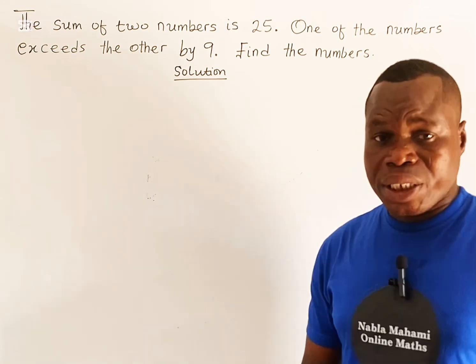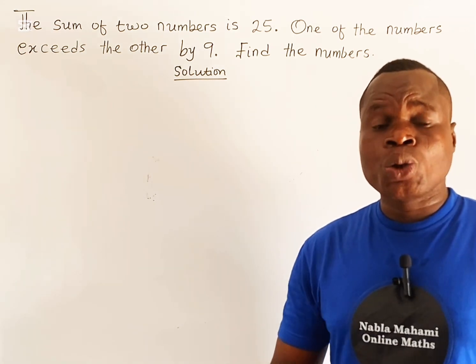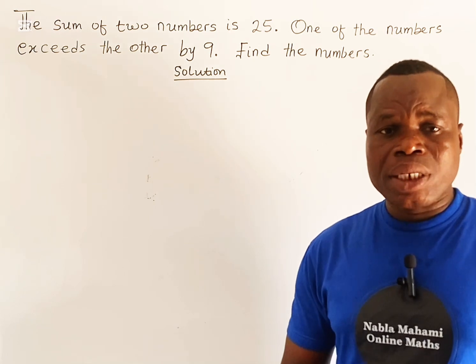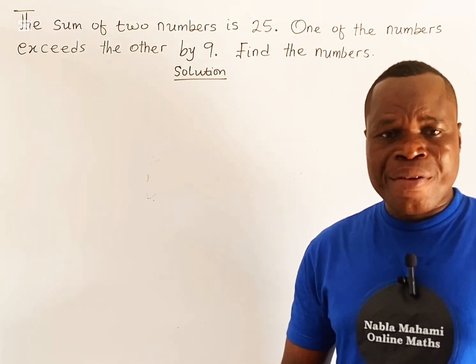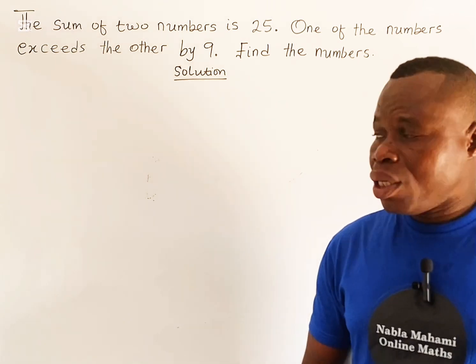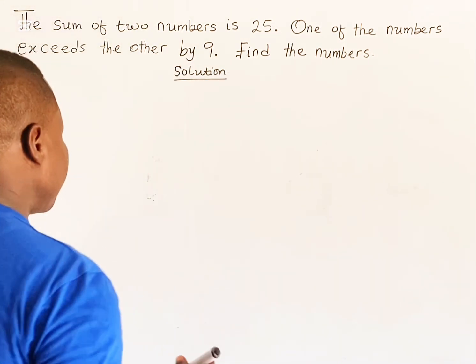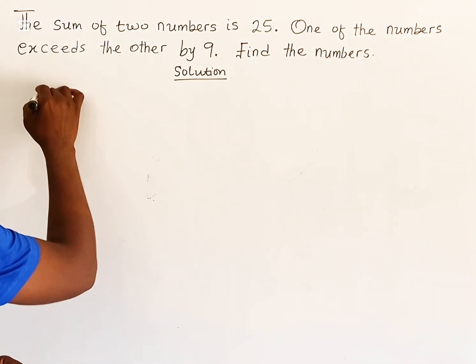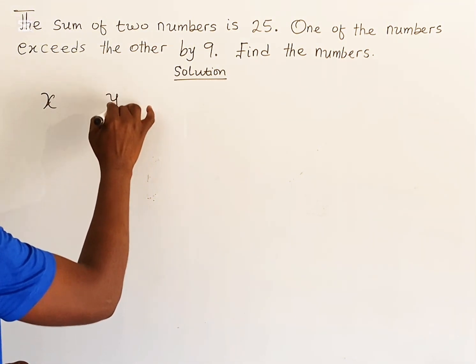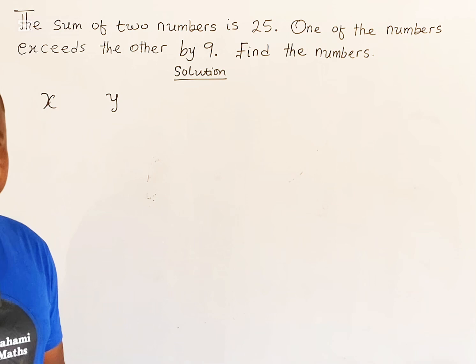And in the question, they are talking about two numbers. So what you need to do is use variables to represent the two numbers. So I will say that let one of the numbers be x and the other number be y.